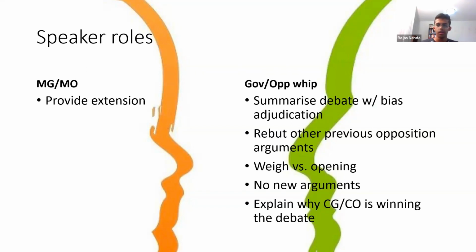So you can see what this means is that opening government cannot respond to closing government in any way. There's nothing they can do. So in a way, closing government has a lot of power here, since they go afterwards and they have the entire debate in mind when they explain why they win. And opening government can't really do anything about it. But you'll see overall it's still a fair system.